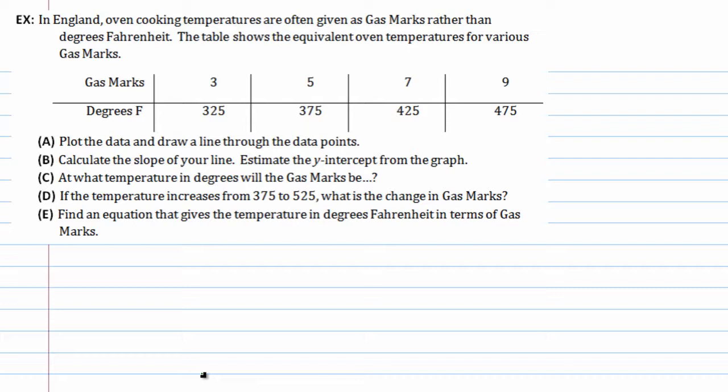Plot the data and draw a line through the data points. Now, what's kind of vague about that statement is that it doesn't tell you which of these two items is going to be a vertical variable and which is going to be a horizontal variable. So I'm looking ahead here, and I see that this last question says find an equation that gives the temperature in degrees Fahrenheit in terms of gas marks.